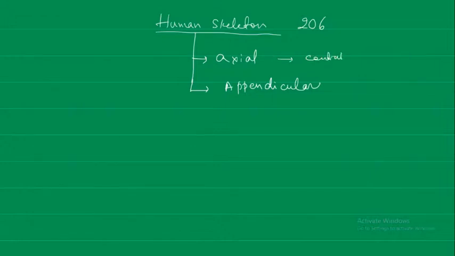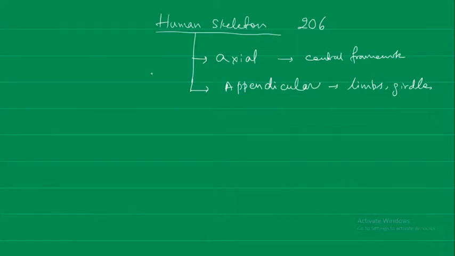The axial skeleton is the basic central framework, everything from the vertebrae, hips, the skull and so on. The appendicular skeleton is nothing but the appendages, which means the limbs and the girdles. These all come under the appendicular skeleton.